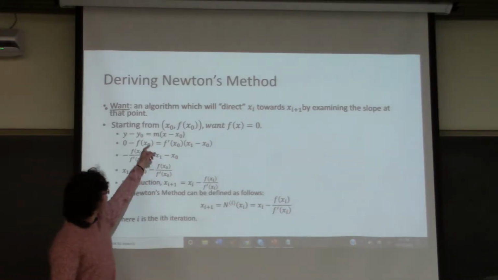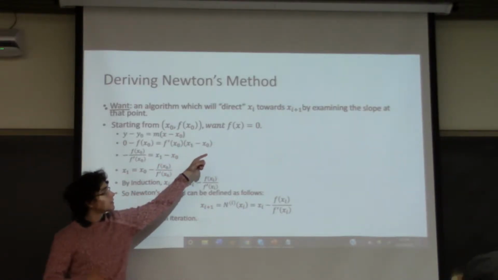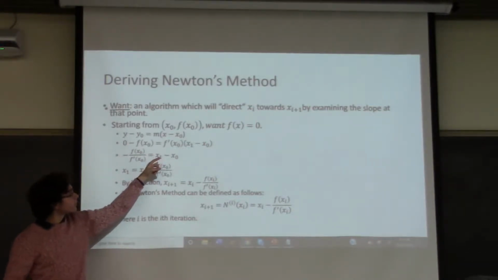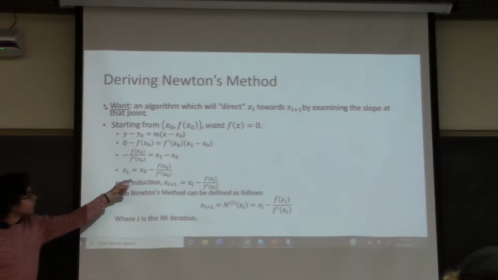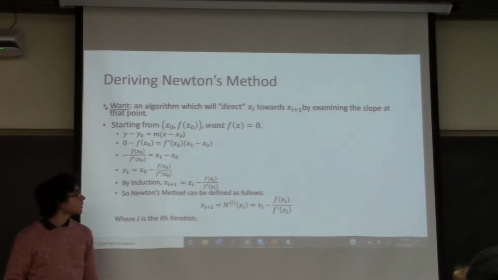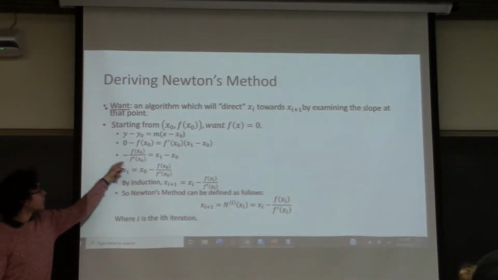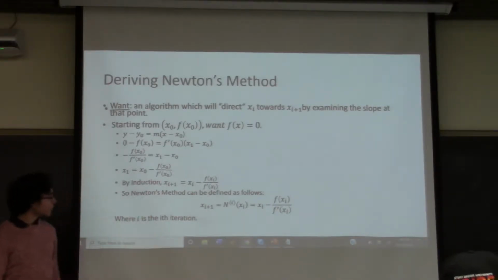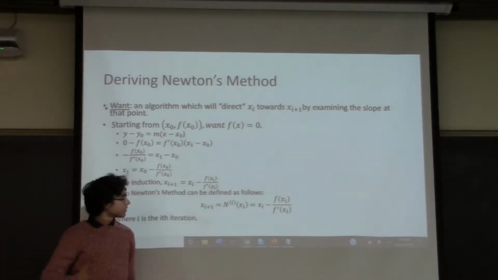If you start with the definition of a line, starting at x naught, f of x naught, and you want f of x to equal 0, you want the root, right? So you plug that in, you get 0 minus f of x naught is equal to the derivative at x naught times x1 minus x naught. And then after some algebraic changes, you get x1 is equal to x naught minus f of x naught over f prime of x naught. Meaning what? Meaning you have your x, you plug it into this, and you get a better x, hopefully better. Okay, and by induction, you get the actual formulation for the algorithm. And this is just notation, this means after i iterations of it.